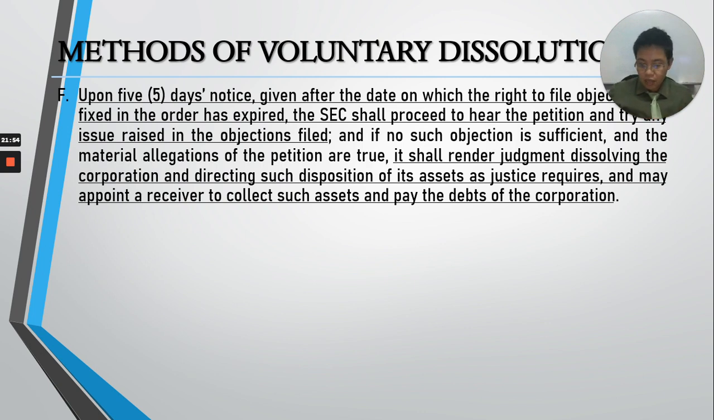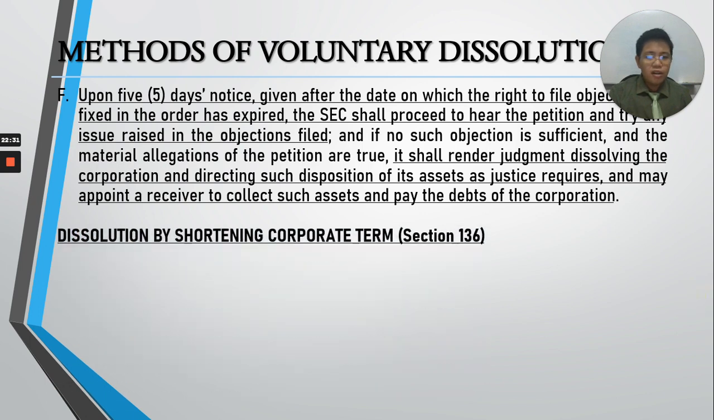So anyway, the SEC will hear the petition and try any issue raised in the objections of the creditors. And if the objections are not sufficient and the material allegations of the petition are true, it will render judgment dissolving the corporation and direct the disposition of assets. Also, again, the SEC may appoint a receiver to collect such assets and pay the debts of the corporation. So, yun ang method for voluntary dissolution where creditors are affected.